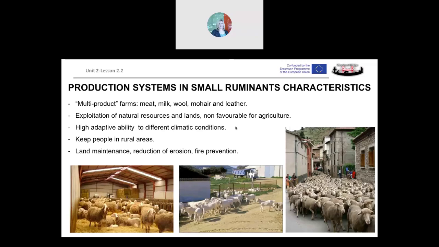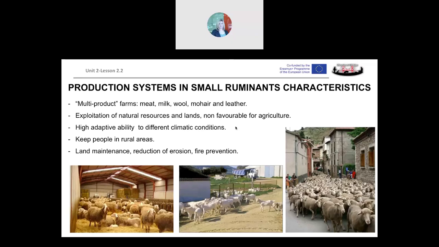Small ruminants can exploit natural resources and land that cannot be used for agriculture because they don't have a good quality for agriculture, but they can exploit these lands.